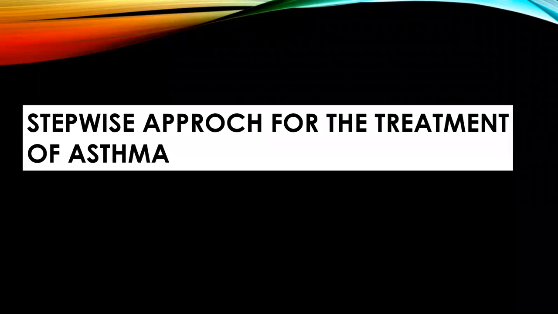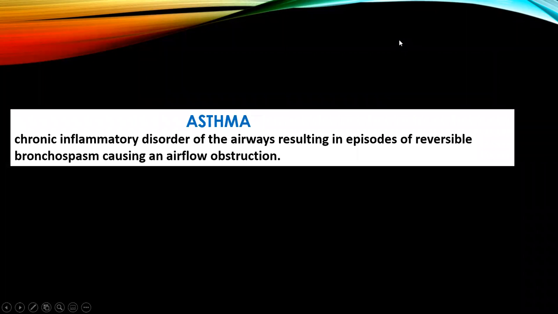In this video, I'm going to discuss the stepwise approach for the treatment of asthma. So basically, what is the definition of asthma? It's a chronic inflammatory disorder of the airways, resulting in episodes of reversible bronchospasm, causing an airflow obstruction.